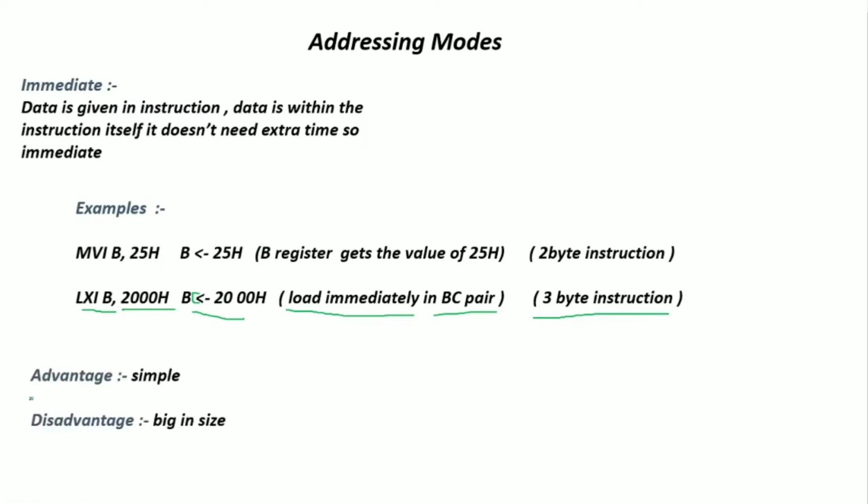The advantage of this addressing mode is that it is very simple, and the disadvantage is that it is very big in size. Here you can see that this is a 2-byte instruction, and a 3-byte instruction. So it is a very big kind of instruction, while a 1-byte instruction is basically small. I hope you have understood immediate addressing mode. Let's move forward now.